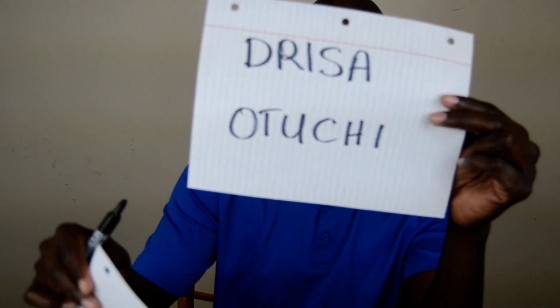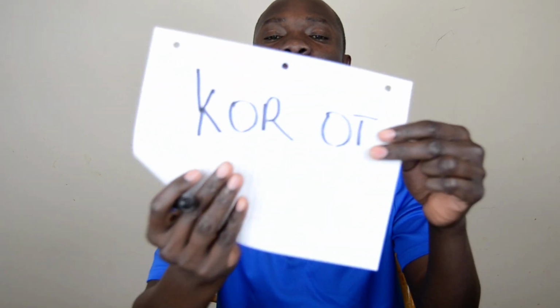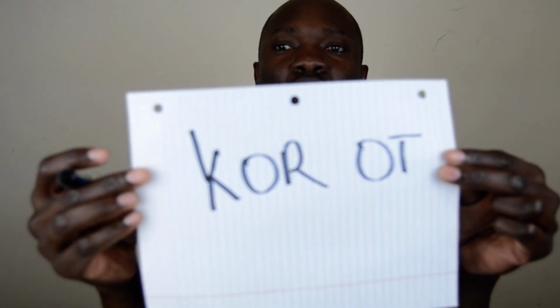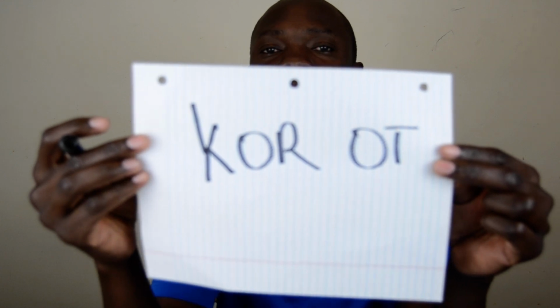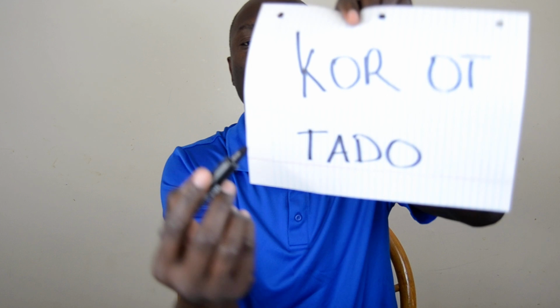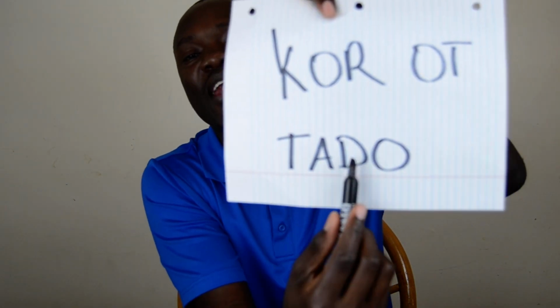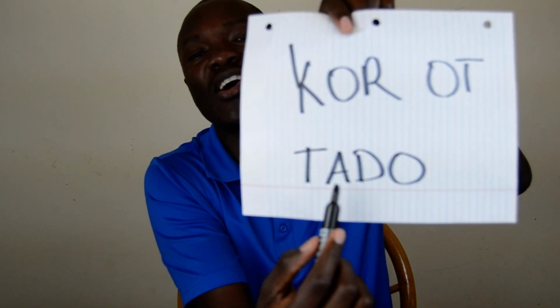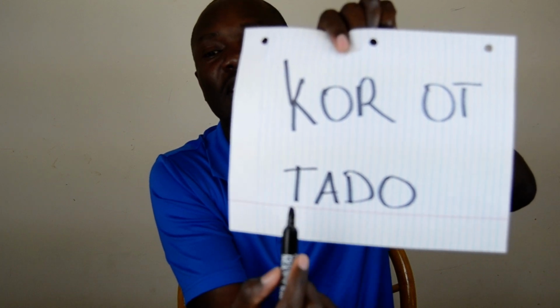Okay? The walls in your house are called korot. The ceiling is called, the roof, not the ceiling. The roof is called tado. Tado, that's the roof. Okay?